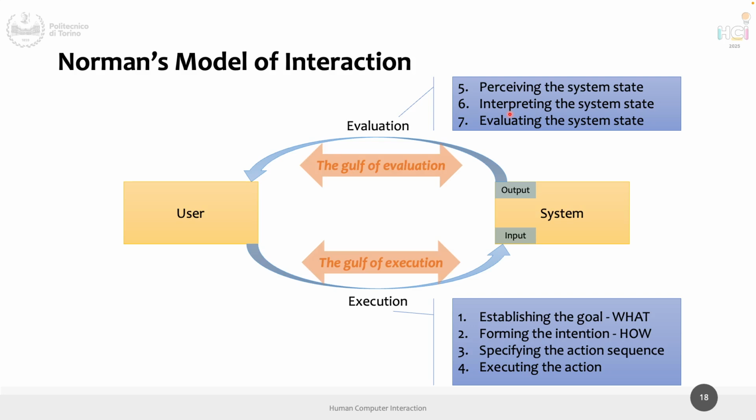Norman then said that when these two, the user and the system, are far away, or better, the distance between the user and the system, the gap between the two, is called the gulf of execution when there are problems in the execution line, or the gulf of evaluation when there are problems on the upper arrow. So let's make an example. Speaking about doors, let's make an example of the gulf of execution. What could go wrong in the execution phase?